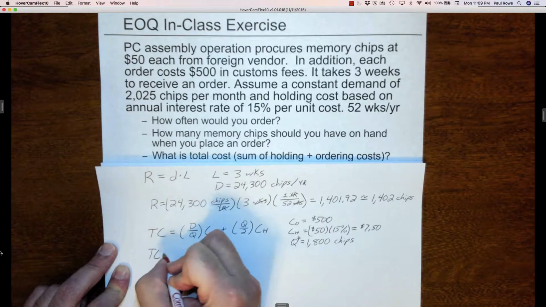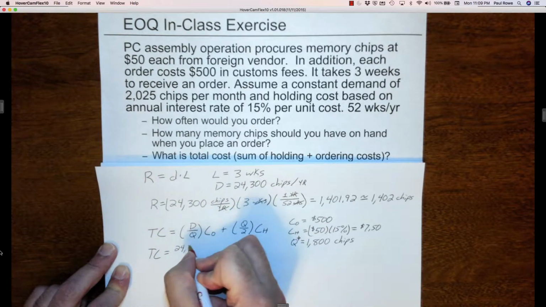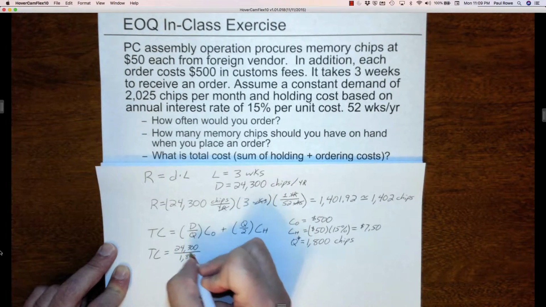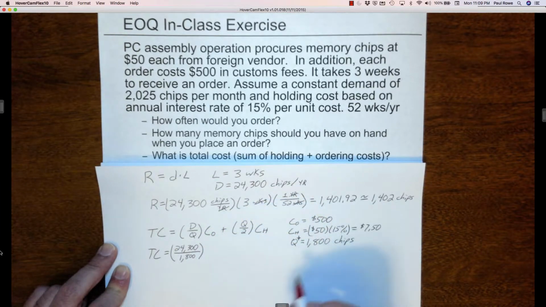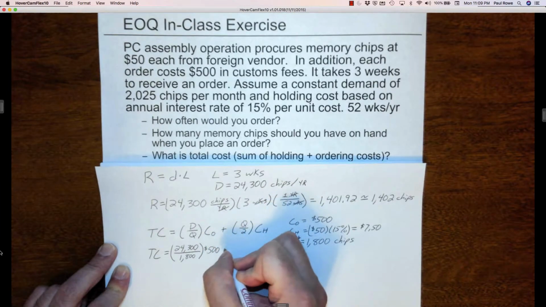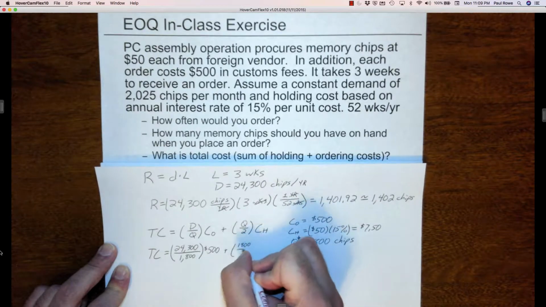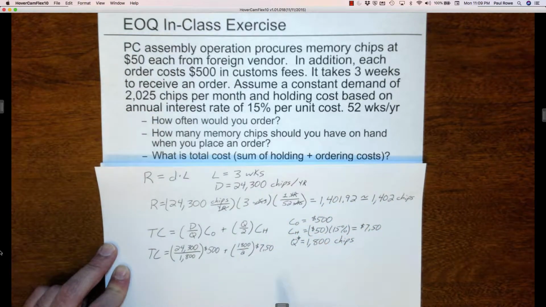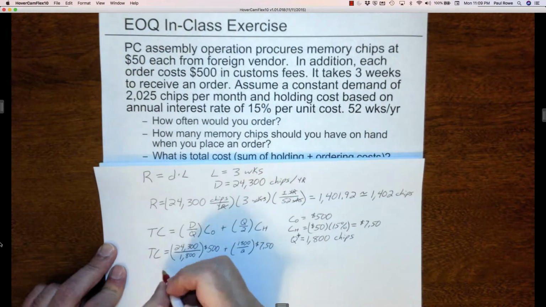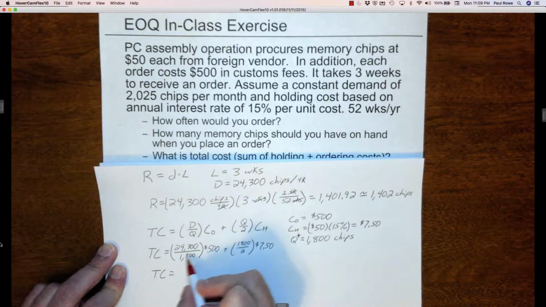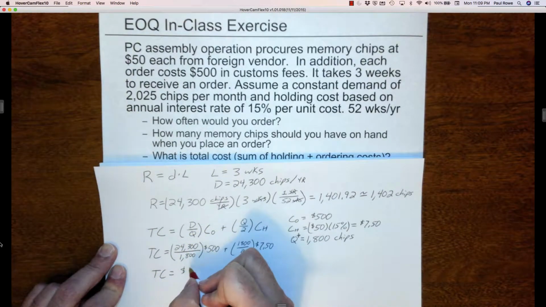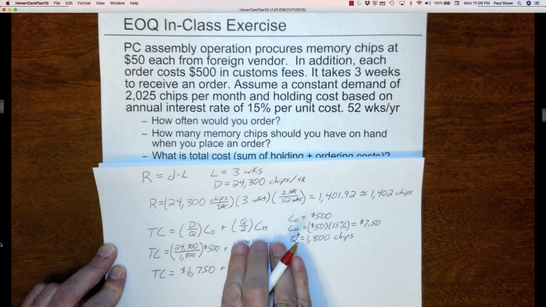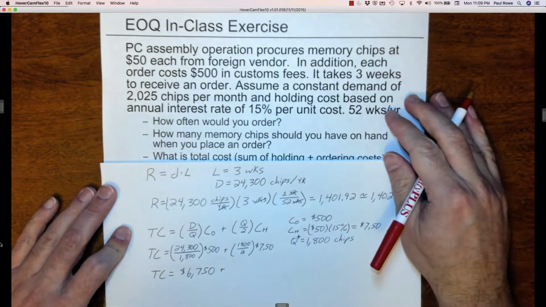So then our total cost is going to be 24,300 chips per year divided by the 1,800. That will give us the total number of orders per year times our ordering cost of 500, plus 1,800 over 2, our average inventory level, times our holding cost per unit per year. So when I calculate this, I get 6,750. Then I go to calculate this, but before I go to calculate that, what should we know that it should equal?